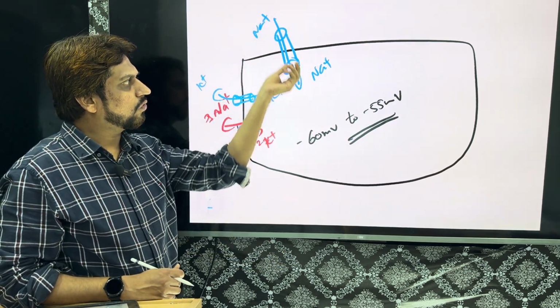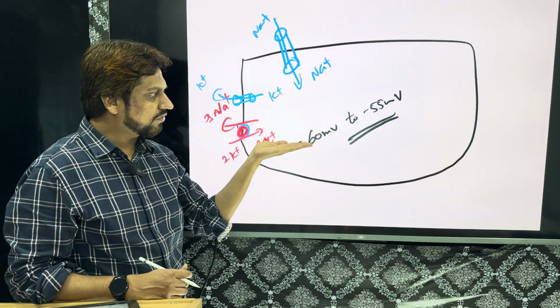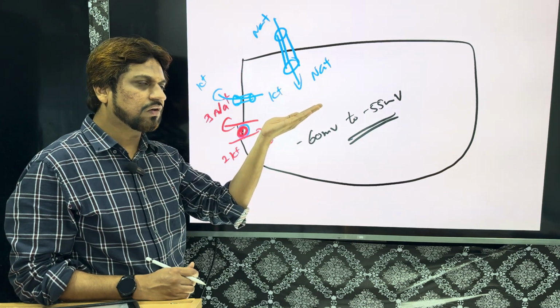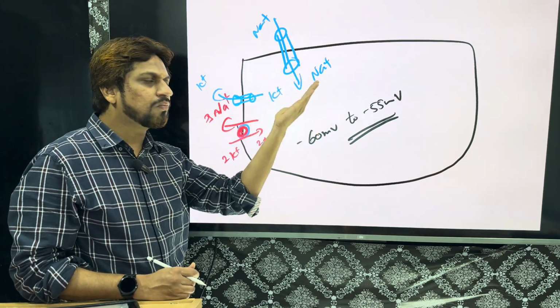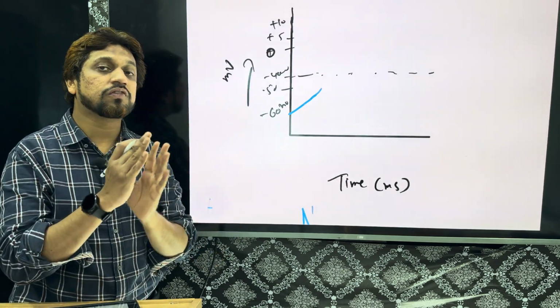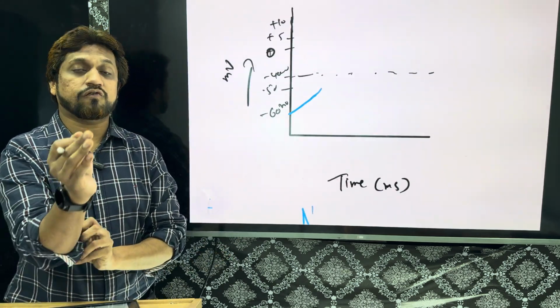So, continuously the sodium will be flowing inside, and this minus 60 millivolt, that is the negativity, will tend to become positive. Leaky in a small amount, it is minus 60 to minus 55 millivolt. There is always a fluctuation, never stable, because of these leaky sodium channels. That is why the name given is funny sodium channels.